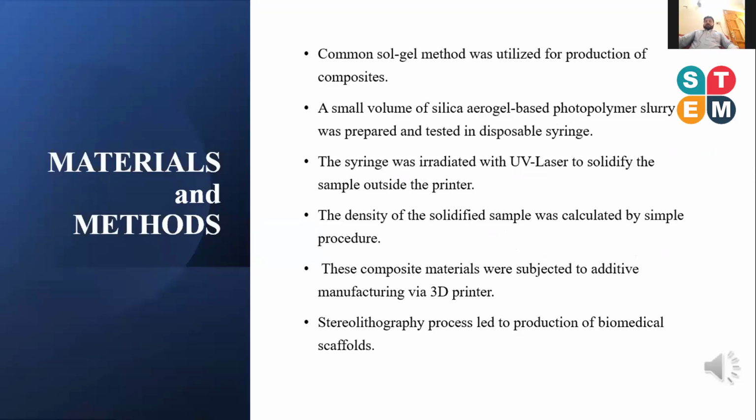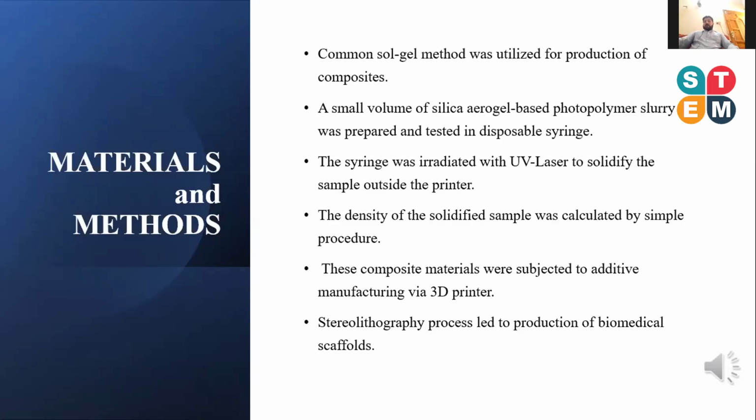So, the materials and method part: what we started with and what we got. The common sol-gel method was utilized for production of composites. That is, we made a slurry and we checked whether its viscosity is matching with the original polymer. We adjusted the amount of the solvent, the amount of the filler, and also the time and speed of stirring.